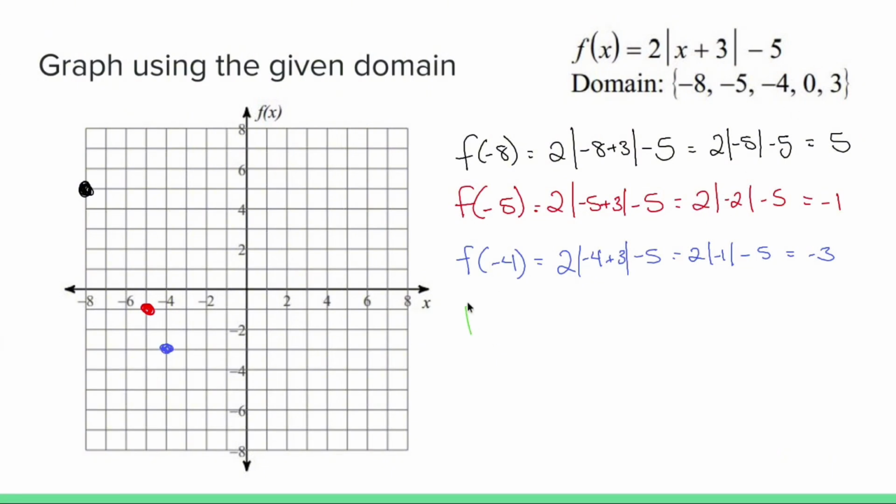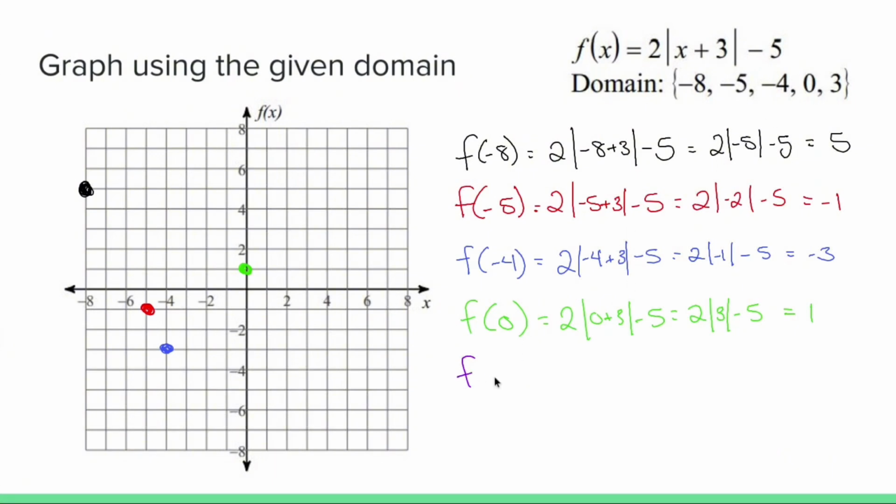Let's plug in 0. F of 0 equals 2 times the absolute value of 0 plus 3, minus 5. 0 plus 3 is 3. So 2 times the absolute value of 3 minus 5. The absolute value of 3 is 3. 2 times 3 is 6, and 6 minus 5 is 1. So when I plug in 0, I get 1. Like that. And one more.